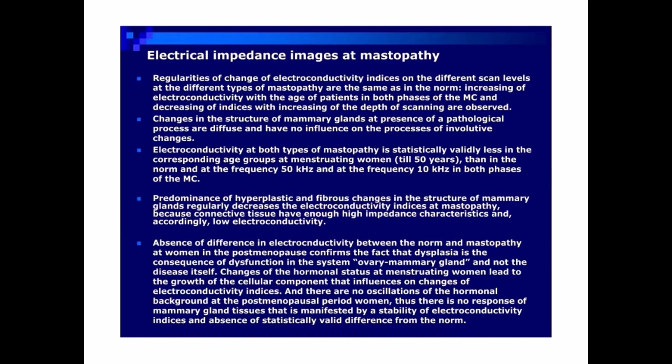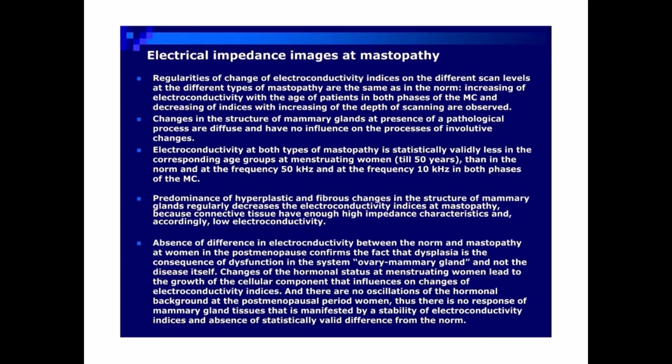Electrical impedance images at mastopathy. Regularities of change of electroconductivity indices at the different scan levels at the different types of mastopathy are the same as in the norm. Increasing electroconductivity with the age of patients in both phases of the menstrual cycle, and decreasing indices with increasing depth of scanning, are observed. Changes in the structure of mammary glands in the presence of a pathological process are diffuse and have no influence on the processes of involutive changes.